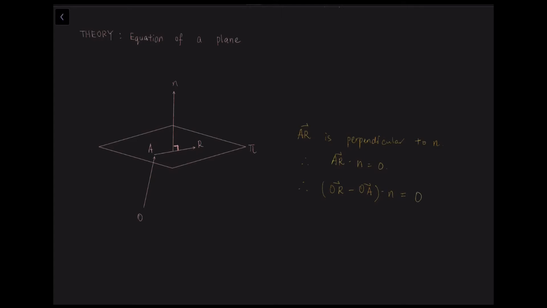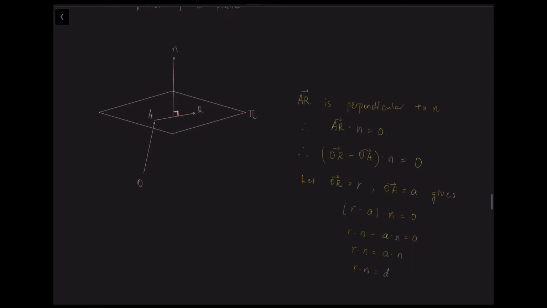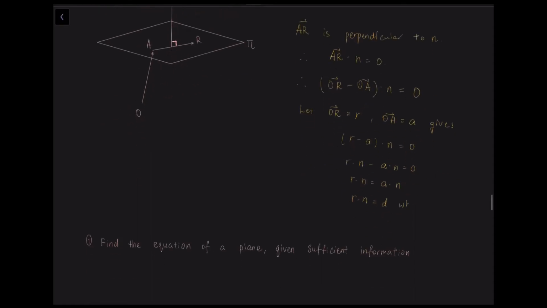The point O is the origin, and points A and R lie on the plane pi. A is a known point and R is a general point which lies on the plane pi. Thus, AR is perpendicular to n. It immediately follows that AR dot n equals 0. And we know that AR is OR minus OA, so (OR minus OA) dot n equals 0. Then we can let OR equal r and OA equal a, simplifying the equation to (r minus a) dot n equals 0.